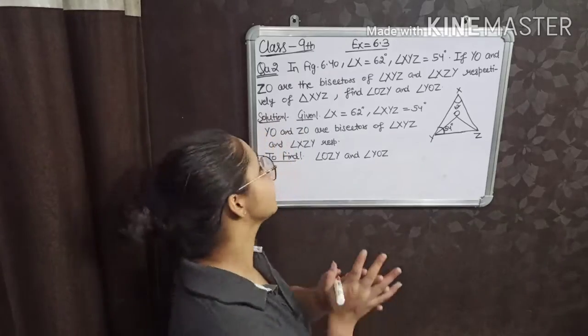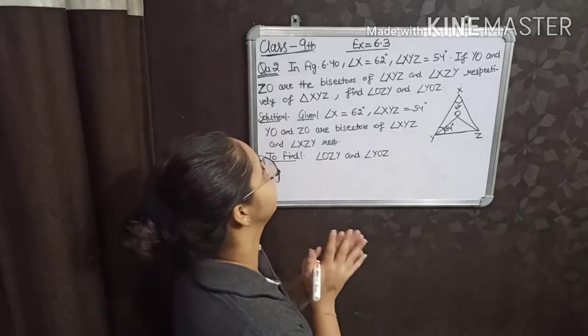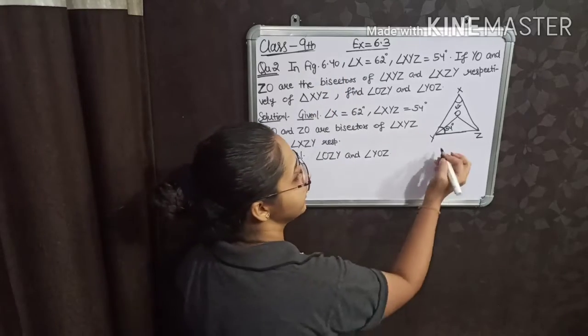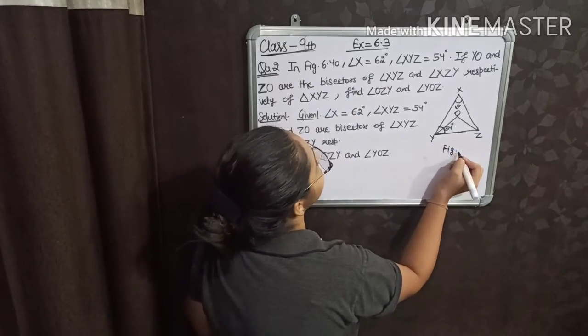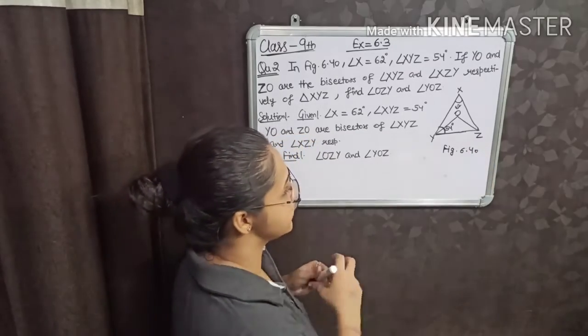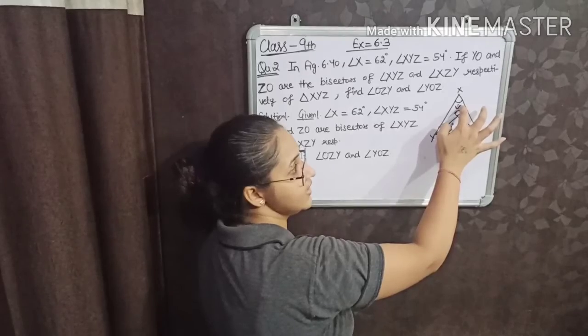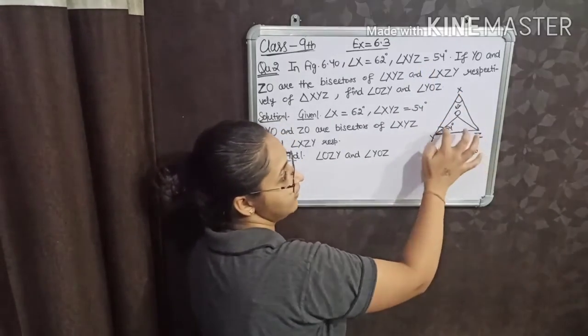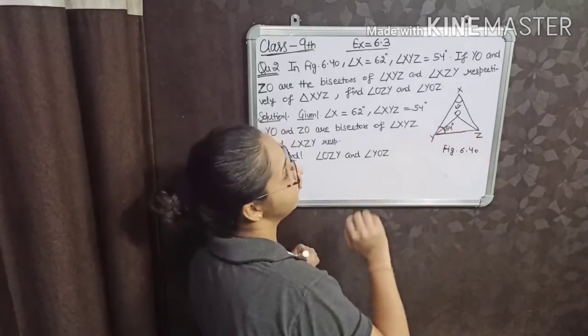So now discuss question 2 of exercise 6.3. Question 2 is in figure 6.40. This is figure 6.40. Angle X is equal to 62 degrees. This angle is 62 degrees. Angle XYZ, this complete angle, is 54 degrees.